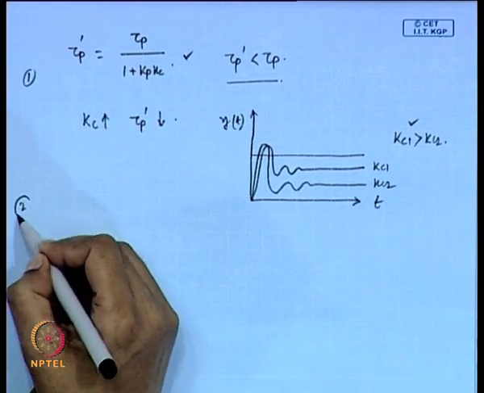Secondly, we can say that the process under P only controller shows offset. That means, it is proved that the P only controller cannot eliminate offset. Fine.